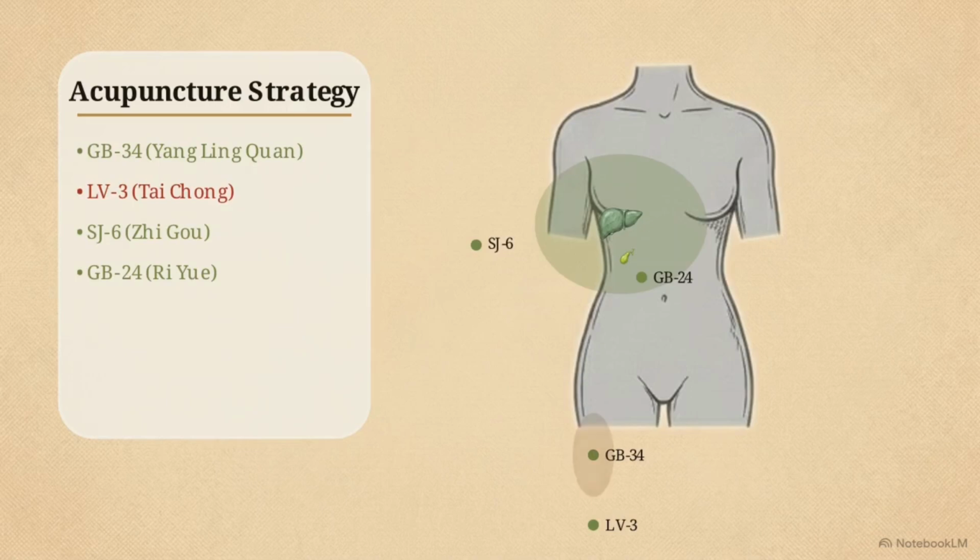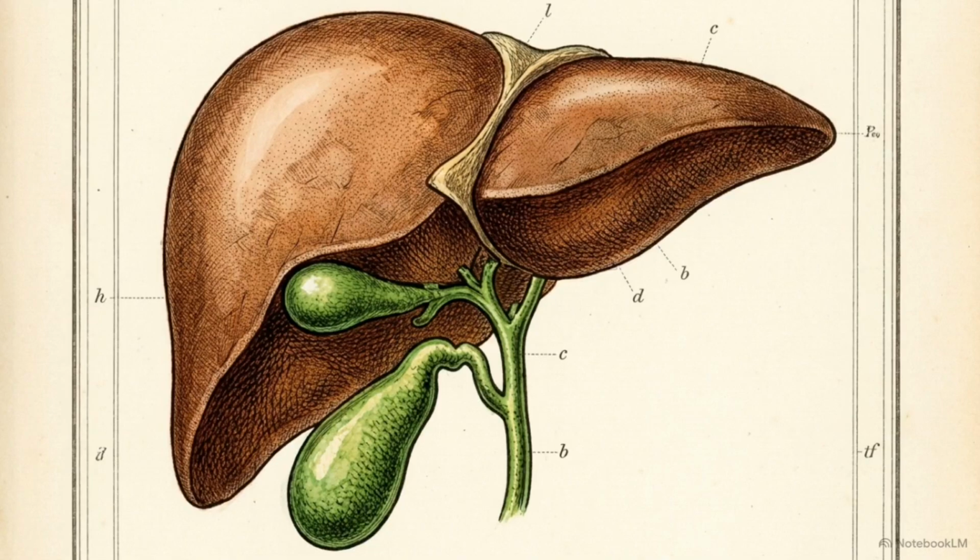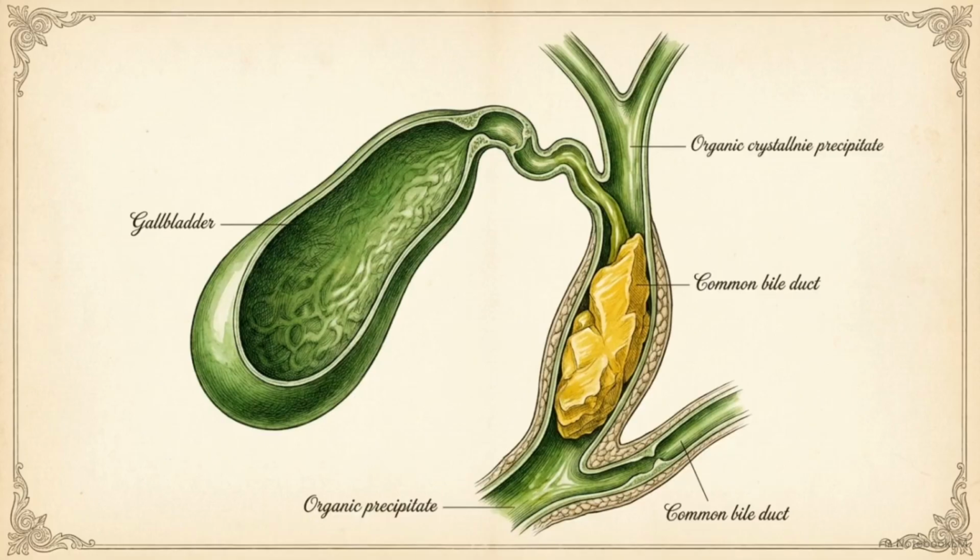Gallbladder 34 is the influential point of the sinews and is used to drive gallbladder function, while liver 3 moves liver qi. Sanjiao 6 regulates qi in the Shaoyang channel, and gallbladder 24 acts as a local front mu point to target the organ directly. This post-meal right-sided pain requires a pivot in strategy. You must unblock the wood pathway rather than draining the water pathway.